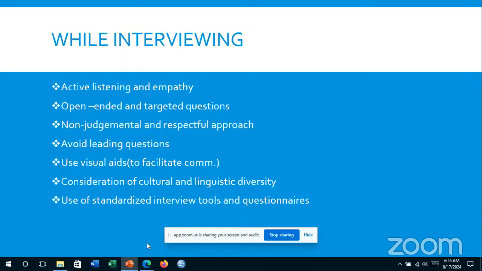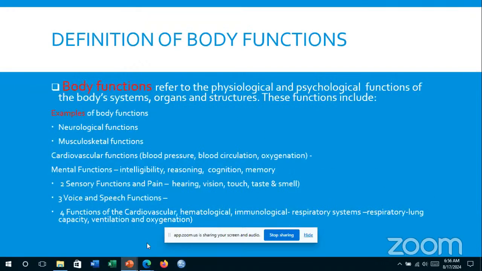We should avoid leading questions, as I said. Where possible, we should use visual aids to facilitate communication. We should consider cultural and linguistic diversity in interacting with our patient. Of course, we should make sure that, as we said in the course of this lecture, standardized outcome tools are used because they are key.